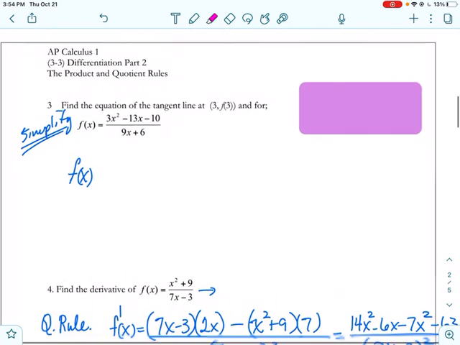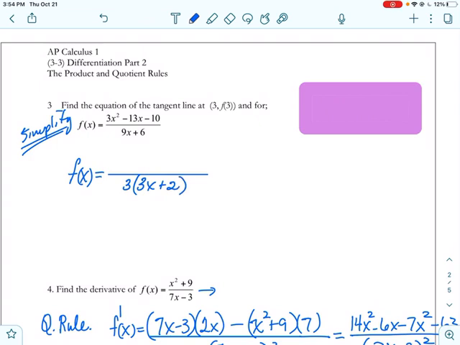So in the next one, we find the equation of the tangent line at 3, f of 3, and f of x is equal to 3x squared minus 13x minus 10 over 9 times the quantity 9x plus 6. So the first thing I'm going to do is I'm going to look, can I simplify this? So I look at the denominator, and that's pretty easy to factor. So in the denominator that is 9x plus 6, I can factor out a common factor of 3, giving me 3 times 3x plus 2.